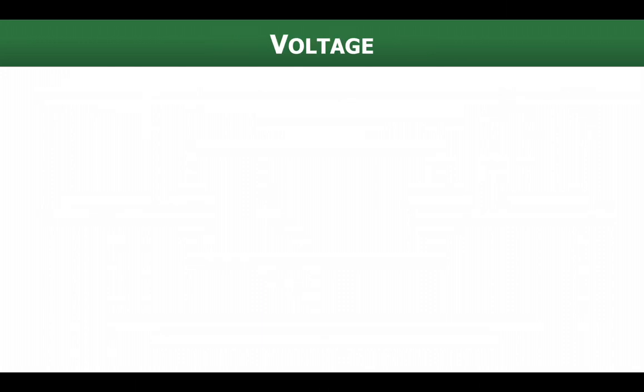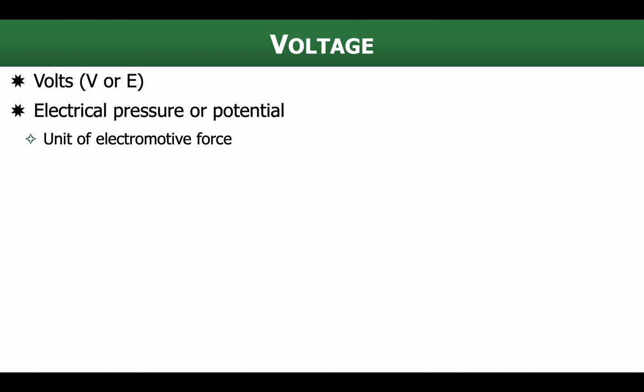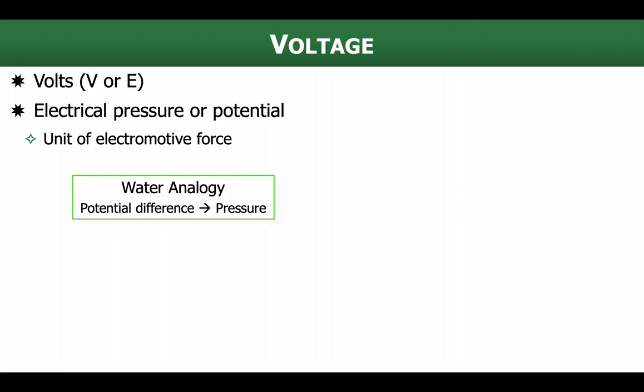Okay, let's start off with voltage, or volts. You'll see it abbreviated with a V. That makes sense. Sometimes you'll see an E for the electromotive force of the electricity. So if you see a V or an E, think of voltage. It's the measurement of electrical pressure or potential, that electromotive force, as I said. And often when we talk about electricity, we're going to use a water analogy. And this potential difference, this electrical pressure or potential, is kind of like water pressure.